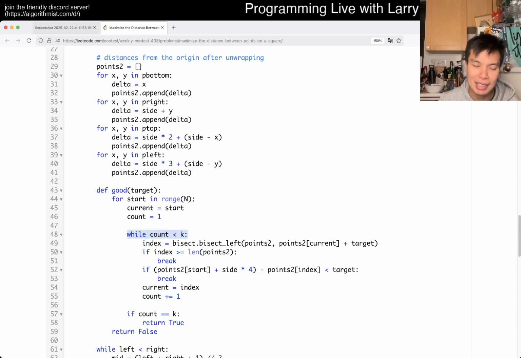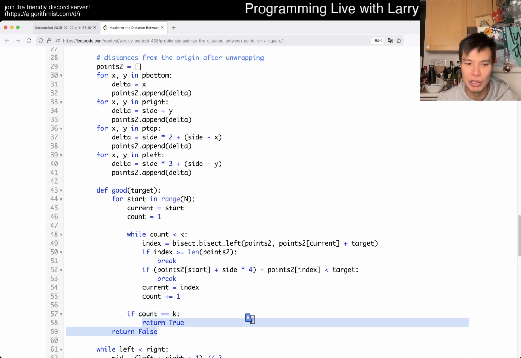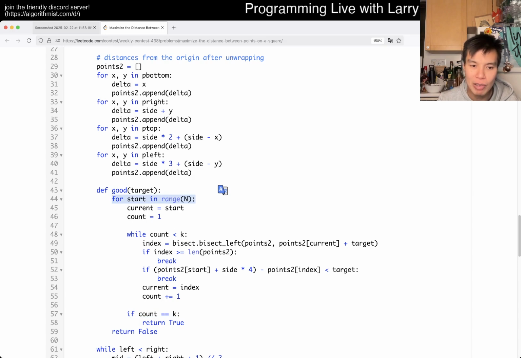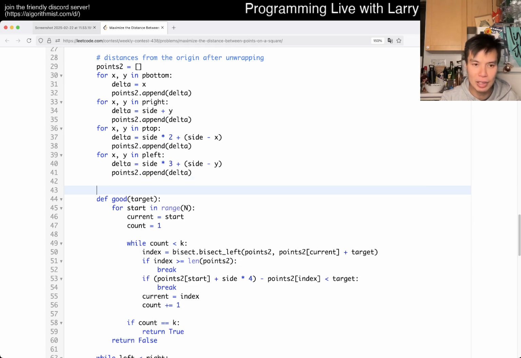And keep in mind that this ends at count is 0 to k. So if count is 0 to k, we return true. So we don't have to deal with the rest of the numbers. Otherwise, we choose all the numbers and it's false. As we said, this is going to be O of n times k times log n, right? And that's all I have for this one. Let me know what you think.